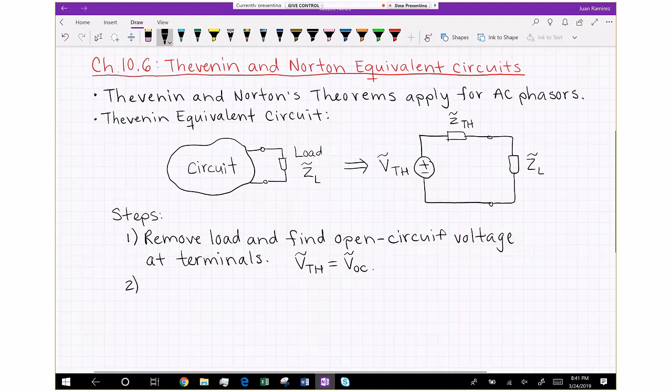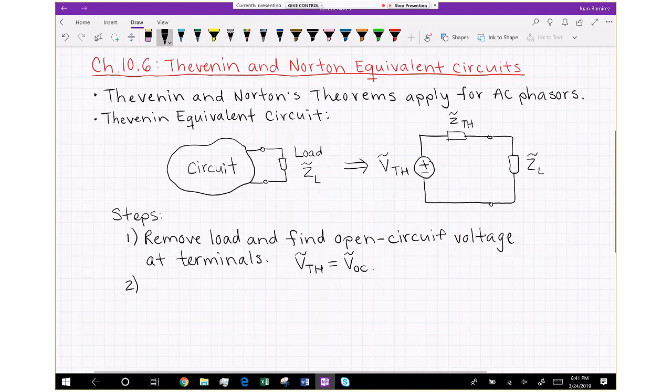To find that open circuit voltage, you could use any of the other circuit analysis methods, such as nodal analysis, mesh analysis, superposition, voltage division, current division, Ohm's law, etc. I will say, however, there's a tendency of nodal analysis being the easiest way to find a Thevenin voltage or an open circuit voltage.